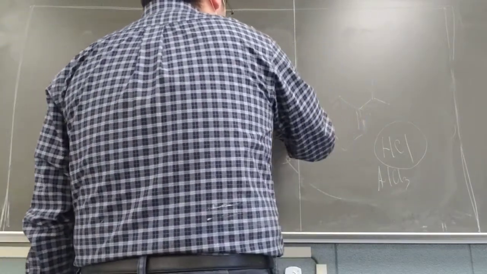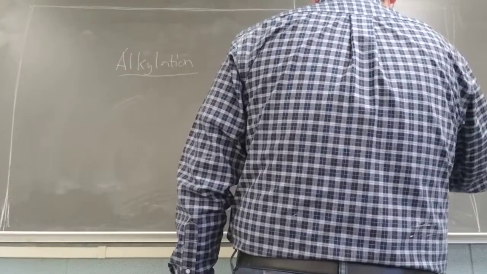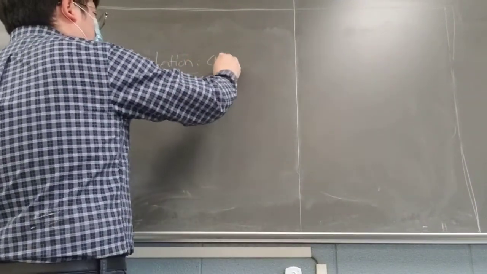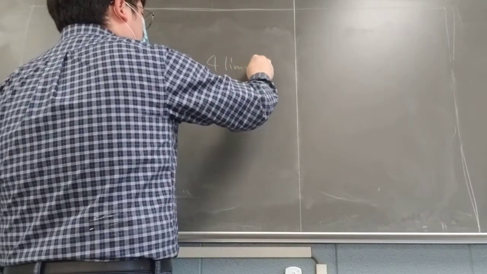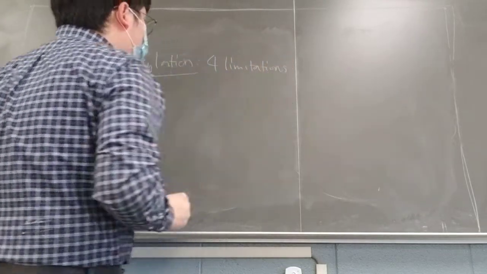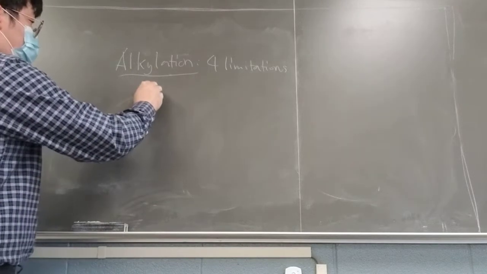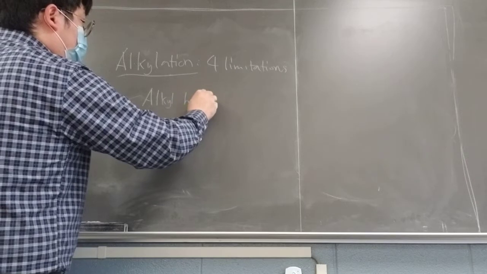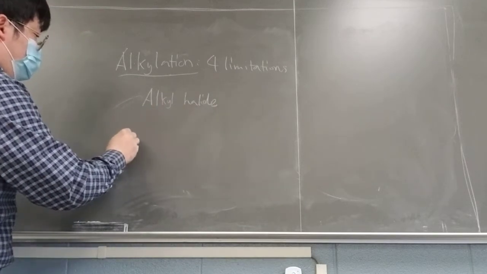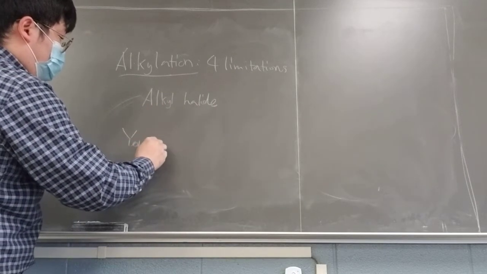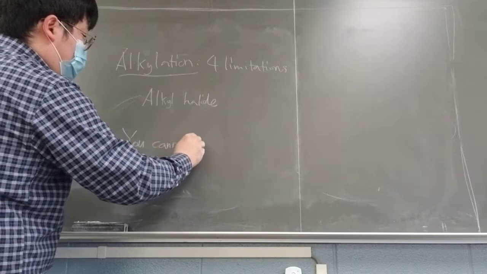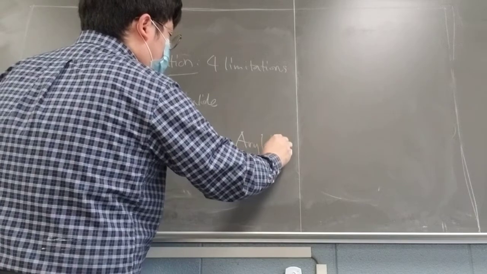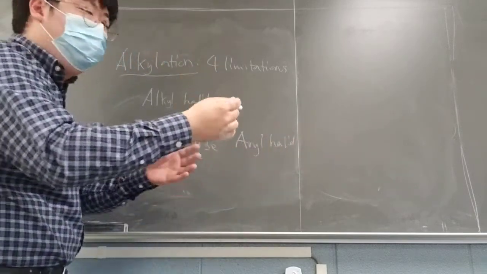But the alkylation has several limitations here. So alkylation has about 4 limitations. The first one is, whenever we're talking of the alkyl halide, you cannot use aryl halide, which means aromatic ring groups.